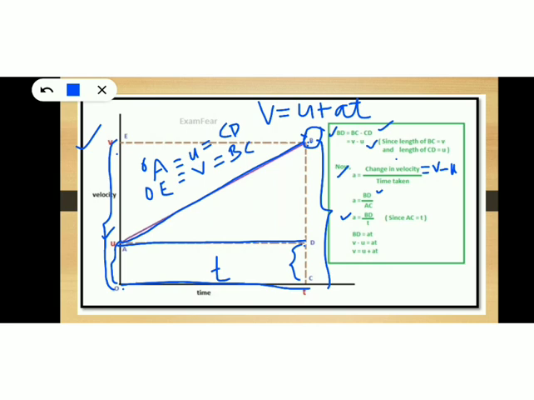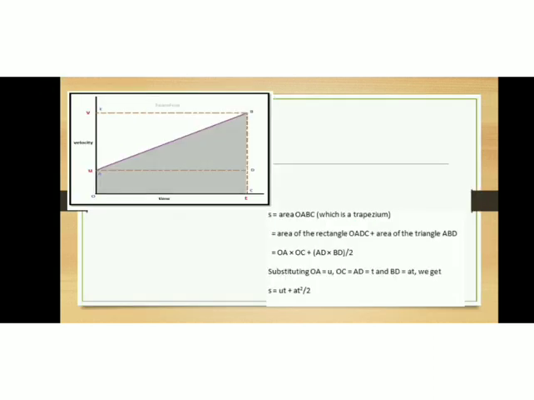From this it is very clear BD is equal to AT. And BD is V minus U, as we got in the first expression. So V minus U is equal to AT, or V is equal to U plus AT. So we have derived the first equation of motion. Now let's go to the second equation of motion.